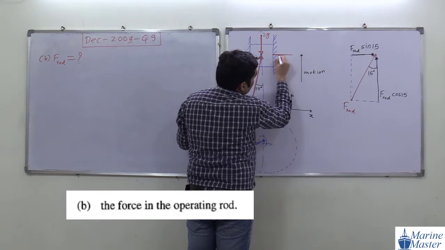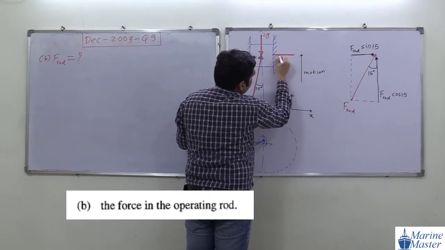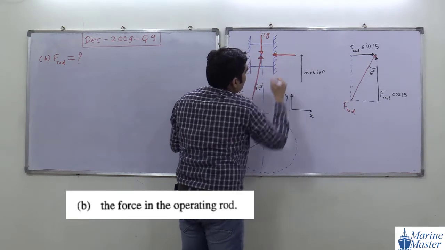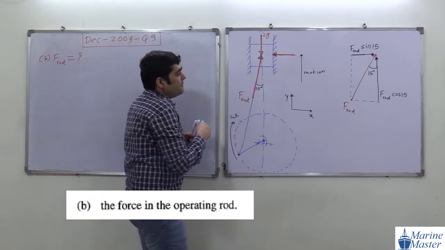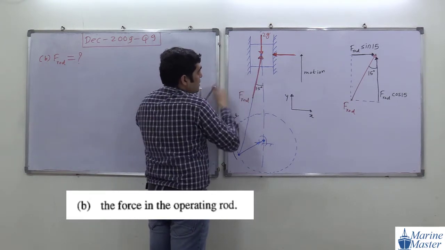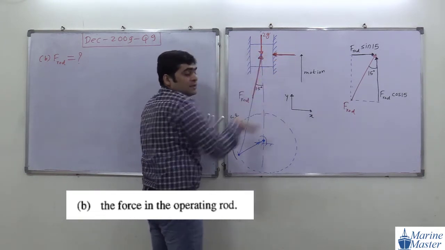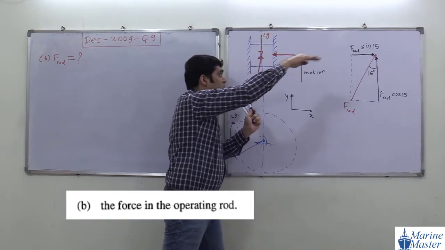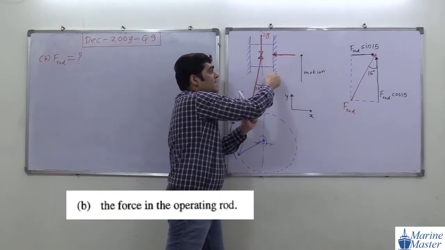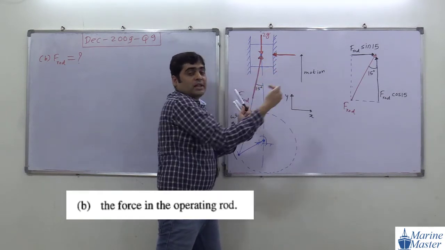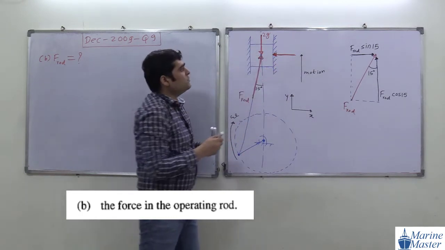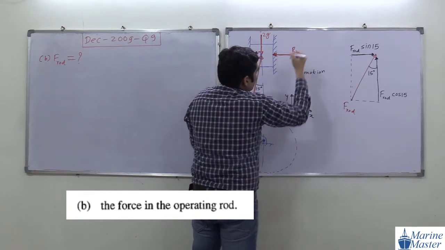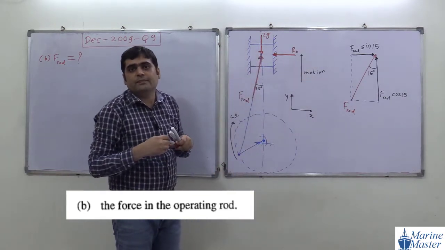Try to see the scenario. Why is normal reaction developing on this side? Because on this side F rod sin 15 will act. F rod sin 15 is going to push this block on this surface. So this surface of the guide will apply an opposite force, and that opposite force will be the normal reaction.